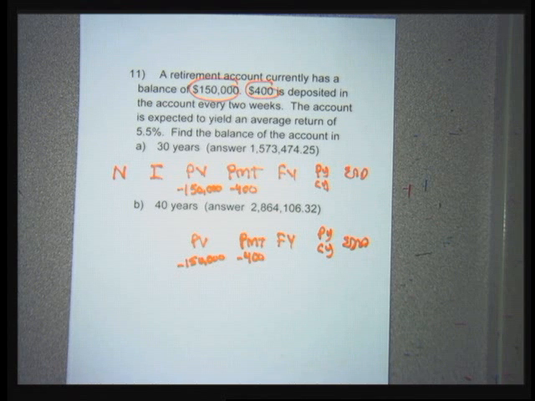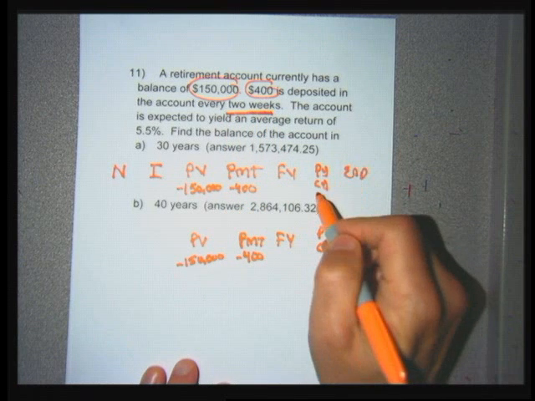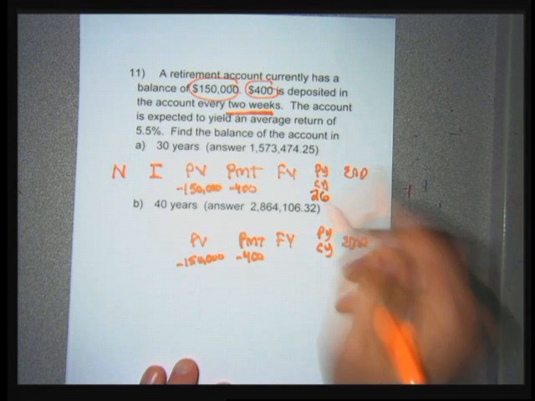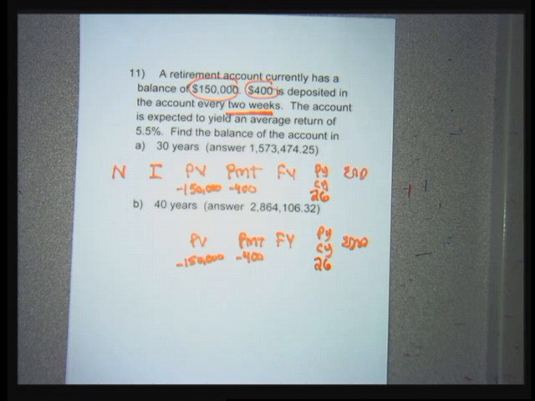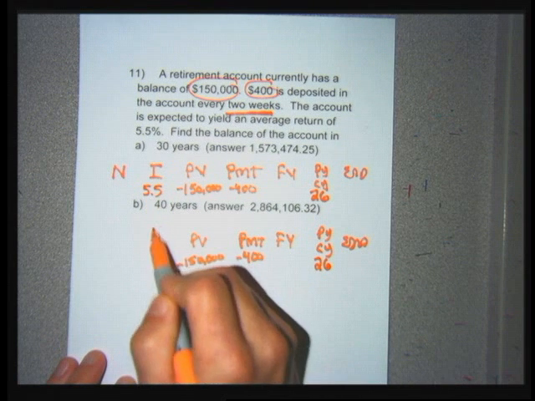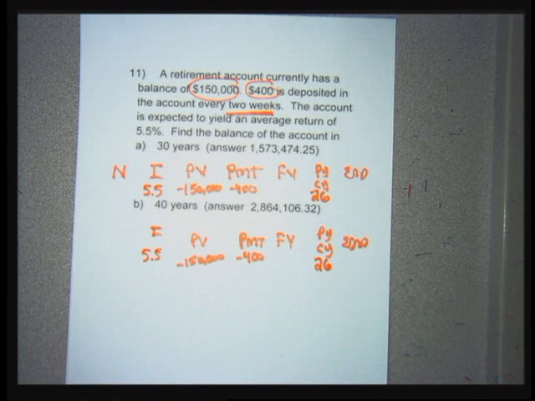To finish this problem up, I see that I'm making deposits every 2 weeks. Every 2 weeks is not twice a month. That's the 26. Every 2 weeks is 26. Twice a month is 24 payments per year. In each one of these problems, the interest rate is assumed to be 5.5%. So I can do problems 11A and 11B almost simultaneously because they're essentially the same problem. The difference between part 11A and 11B is the number of years that I'm considering.